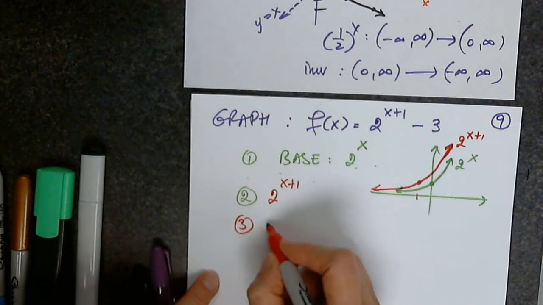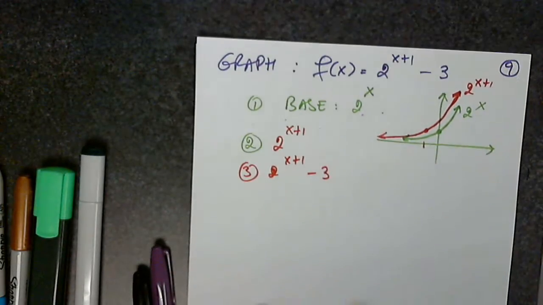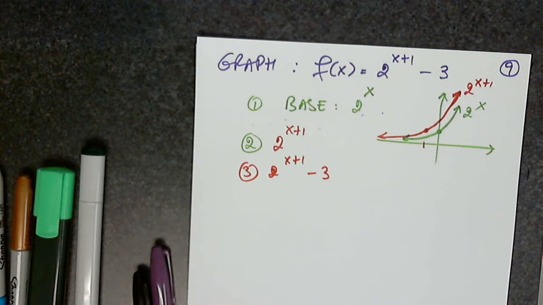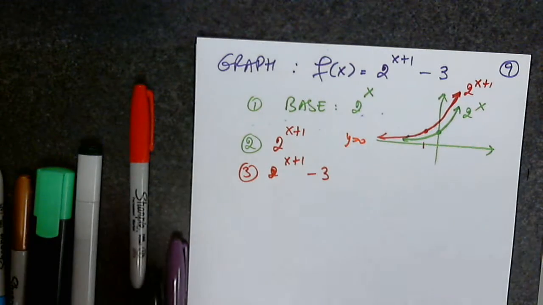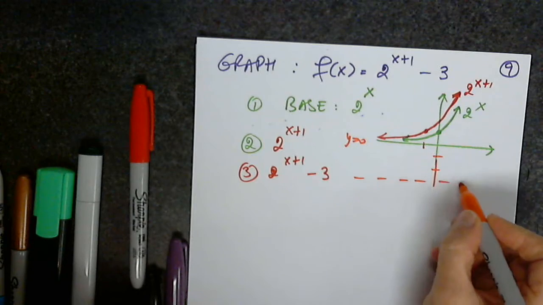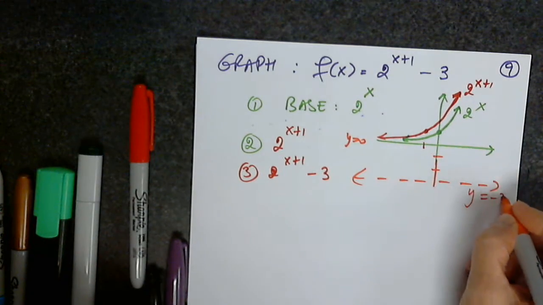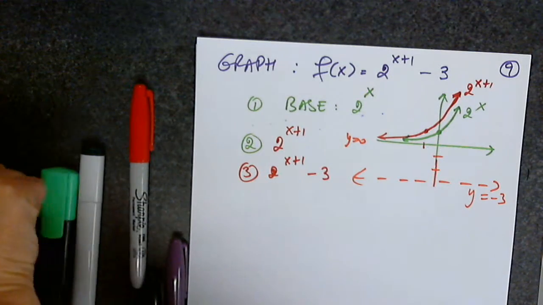Now step number 3 is 2 to x plus 1 minus 3. Exactly. We have to shift the horizontal asymptote first. So the horizontal asymptote initially was at y equals 0 for these two functions. Where does it go now? 1, 2, 3. Very good. Y equals negative 3. So now I shift the red graph 3 units down.